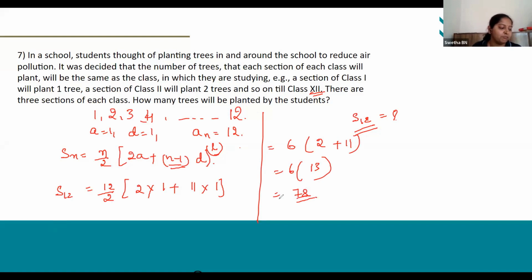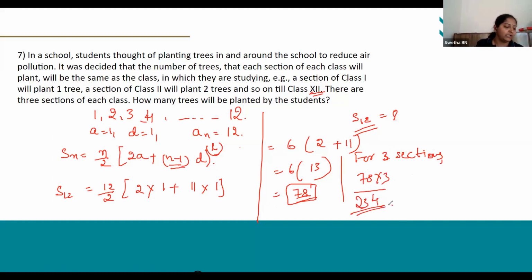That means that is the number of trees planted by one section, because we have taken 1, 2, 3, 4. See, for 3 sections, Rehan, welcome to the class. For 3 sections, what will you do now? 78 into 3. That's it. This is the total number of trees that will be planted by the students. Got it, children? Very easy.